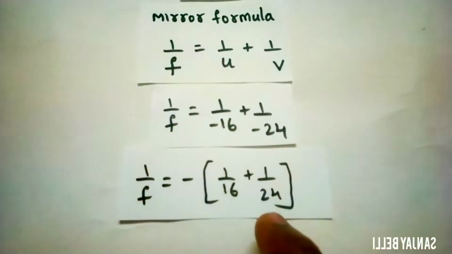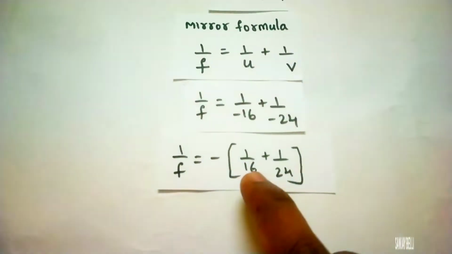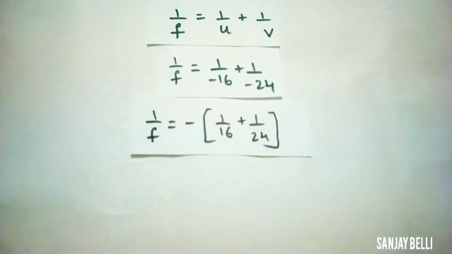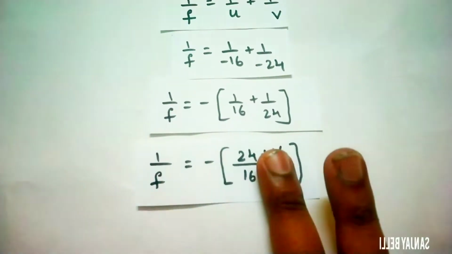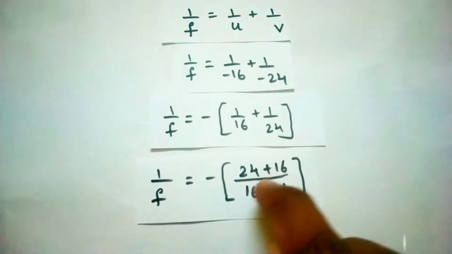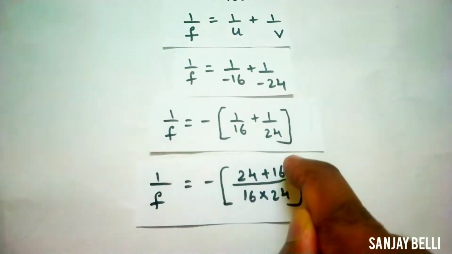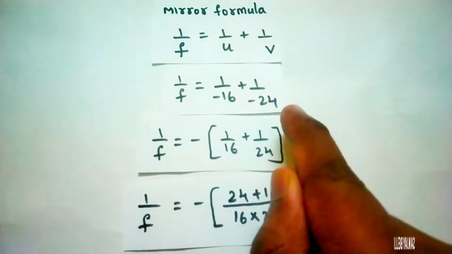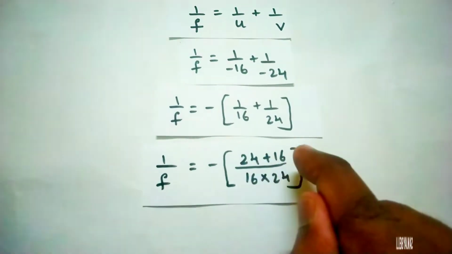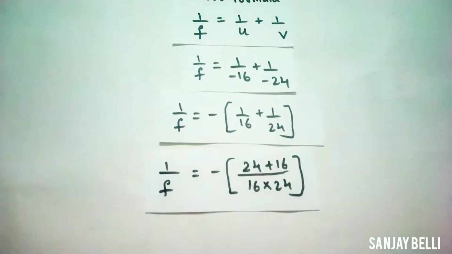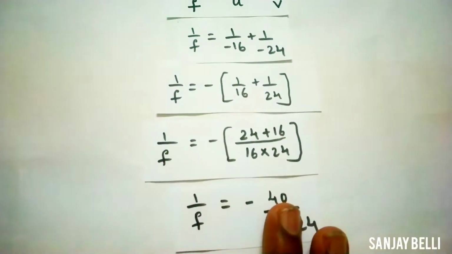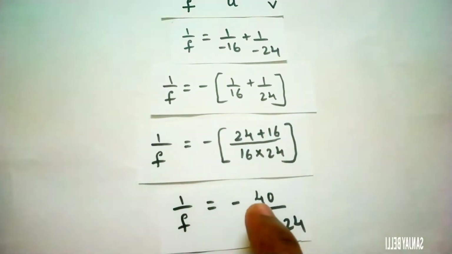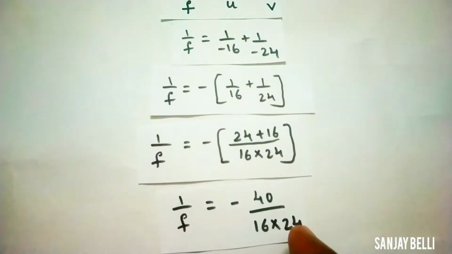Now for 16 and 24, you have to do the LCM. How to do it? 1 by F equals (24 plus 16) by (16 into 24). The denominator should be multiplied and the numerator cross multiplied. What is the value of 24 plus 16? It's 40. So 1 by F equals minus 40 by 16 into 24.